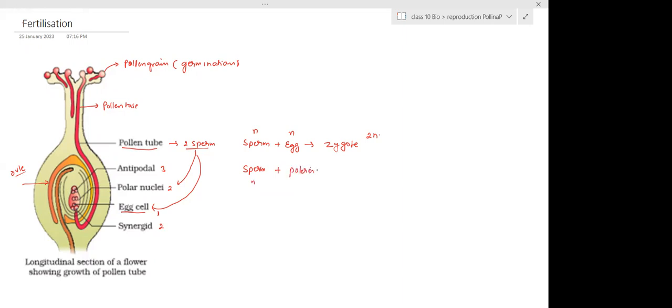Polar nuclei are already n plus n, not 2n. When a sperm fuses with polar nuclei, they make endosperm. Endosperm is triploid because there are three sets of chromosomes.